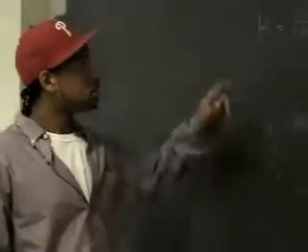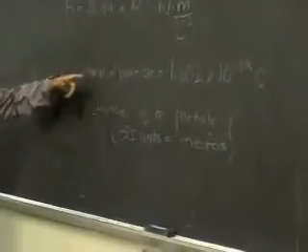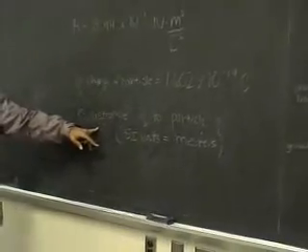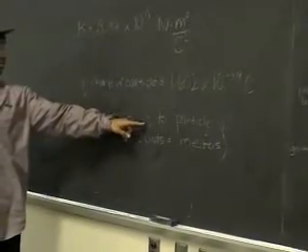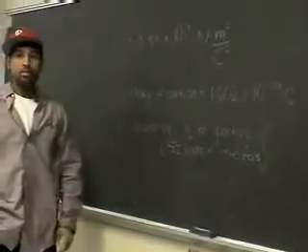What John said, K is equal to that, and then Q is just the charge of the particle, it's equal to that, and then R is the distance, and then Q is the test charge, and the SI units are in meters.